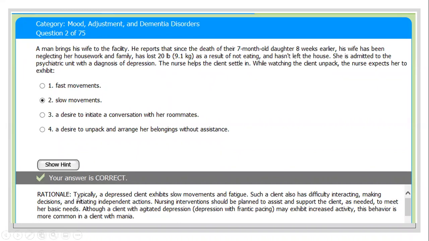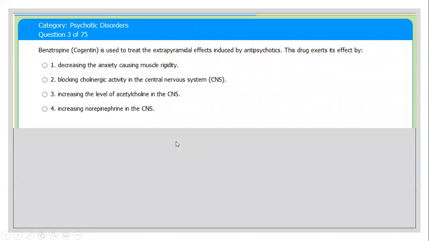The rationale says: typically a depressed client exhibits slow movement and fatigue. Such a client also has difficulty interacting, making decisions, and initiating independent action. Nursing intervention should be planned to assist and support the client as needed to meet her basic needs. Although a client with agitated depression may exhibit increased activity, this behavior is more common in the client with mania. Next question.